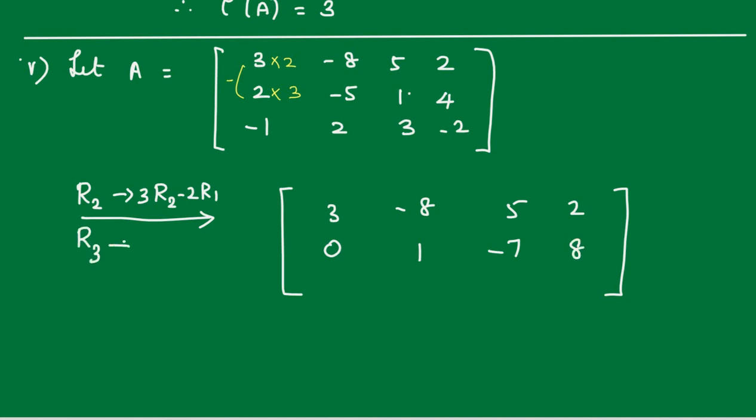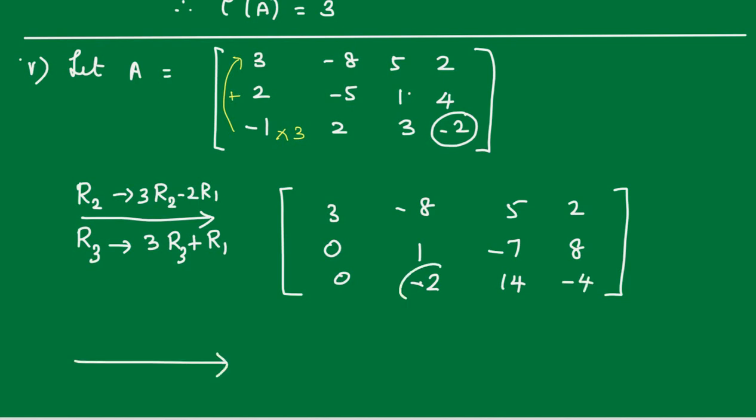Next, similarly for R3, I want to make this element 0. So R3 tends to 3 times R3 plus R1. We are going to multiply R3 with 3 and then add R1. So the element is 0. The next element will be minus 2. So 6 minus 8 gives me minus 2. Next, 3 into 3 is 9, plus 5, gives us 14. Next, minus 2 into 3, minus 6 plus 2 gives us minus 4.